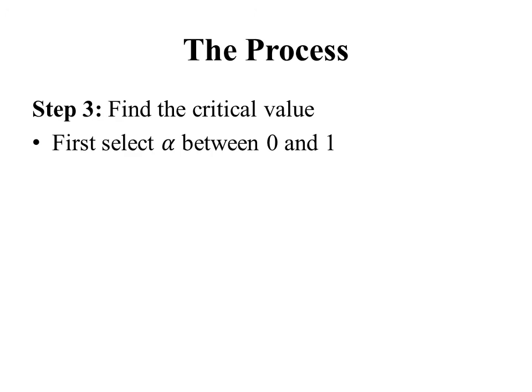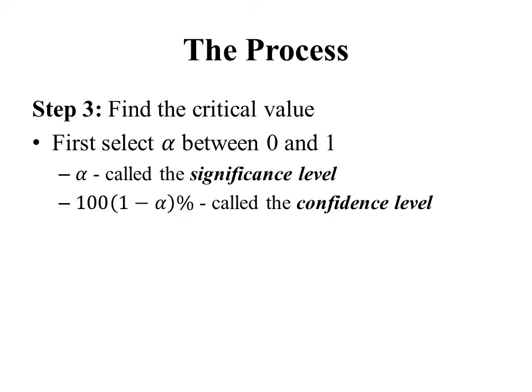Now, before we find the critical value, we first need to select a number alpha between 0 and 1. And this number alpha is similar to what we saw back in Chapter 3. Alpha is called the significance level, and then the number 100 times 1 minus alpha % is called the confidence level. Now these are the same terminology and same notation that we used in Chapter 4 when we talked about confidence intervals. These numbers alpha and the confidence level have slightly different meanings here in hypothesis testing than they did in confidence intervals.